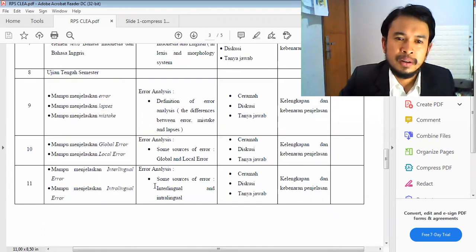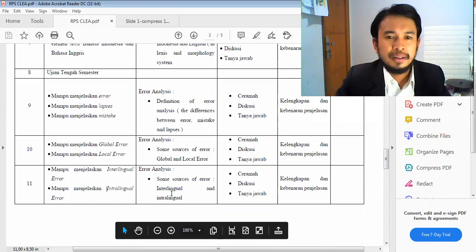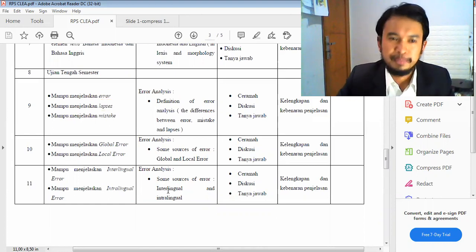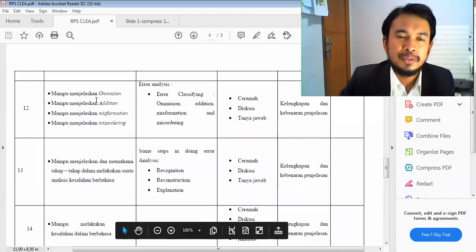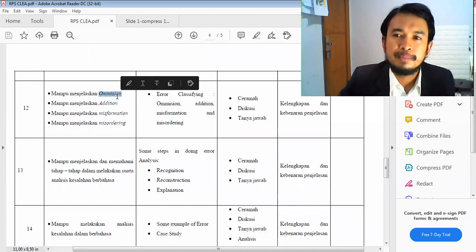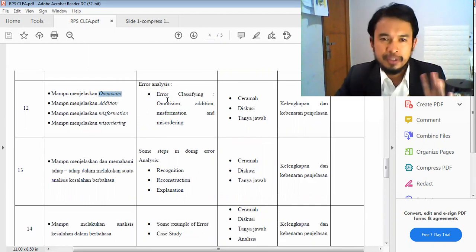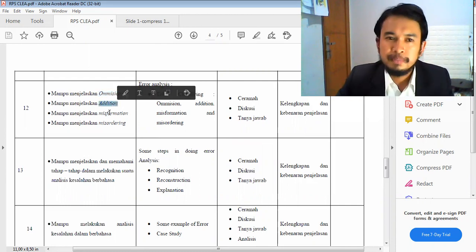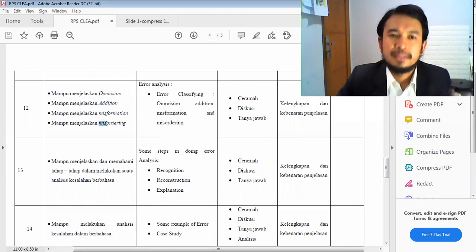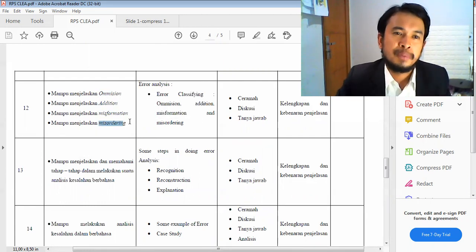So, what kind of sources of error itself, interlingual and also intralingual. Now, for the following session, we are going to talk about omission. This is error classification: omission, addition, misinformation, and also misordering. So this is what we are going to talk about in the following session.